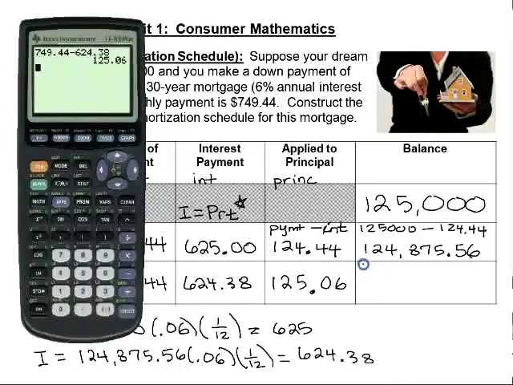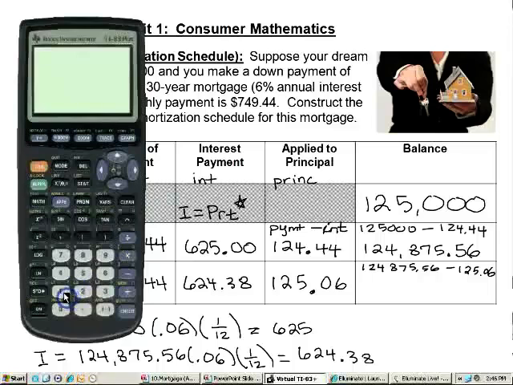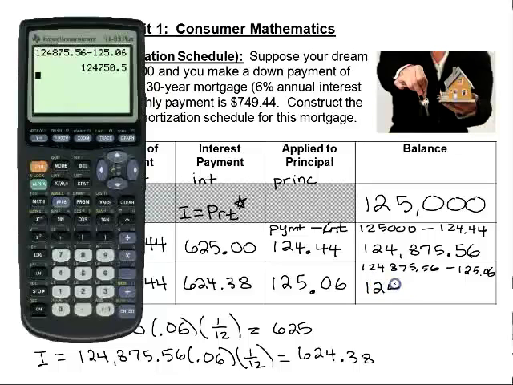Our balance is going to be our old balance, $124,875.56 minus what's applied to principal on this payment, $125.06. So let's see what that's going to be. $124,875.56 minus the $125.06 that's applied toward the principal, and our balance after our second payment is $124,750.50.